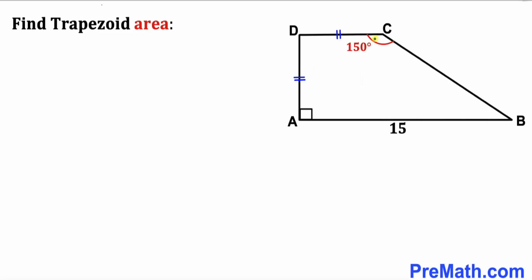In this video, we have this trapezoid ABCD such that its side length AB is 15 units. Its angle BCD is 150 degrees. Moreover, this side length AD is equal to this side length CD. Furthermore, this angle is a 90-degree angle. Our task is to calculate the area of this trapezoid ABCD.